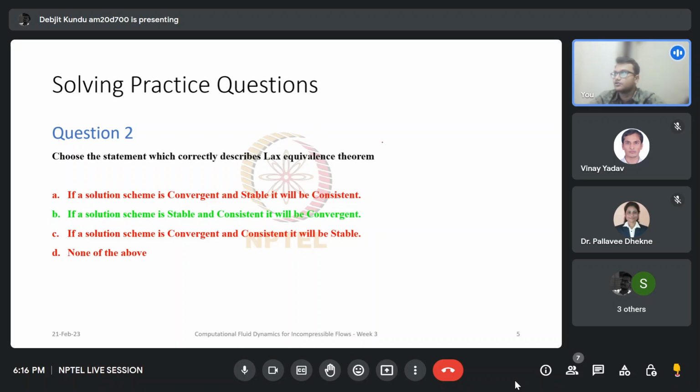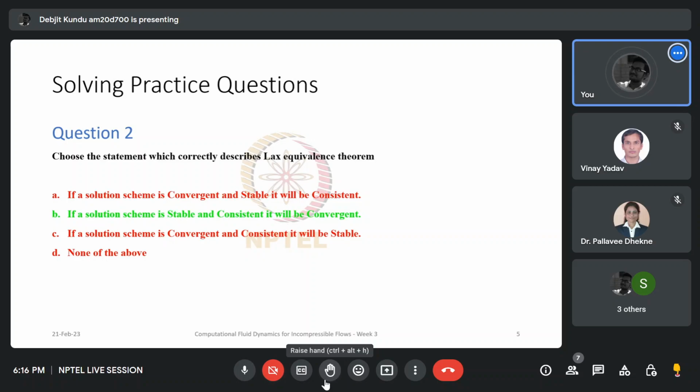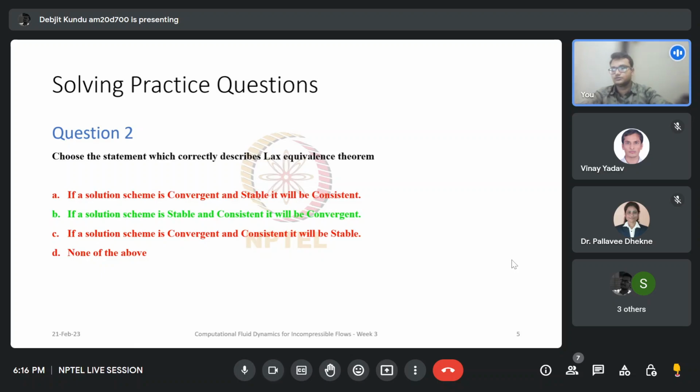So let's go through each term one by one. Okay, give me a second. Yeah, sorry. So let's go through each of the terms one by one. What do they mean? Convergent, we have stable, and we have consistent. So let's begin with this one. What does consistent mean? Anyone?